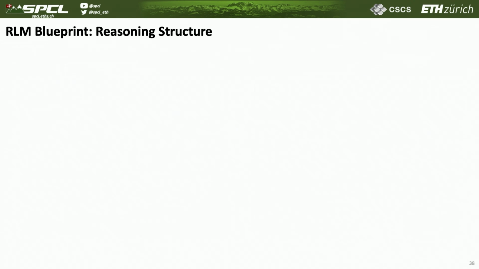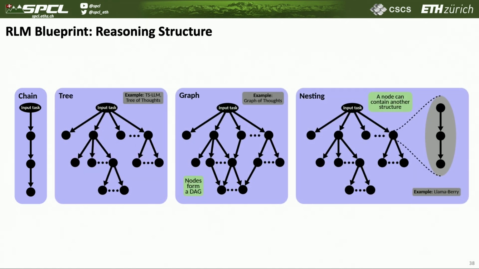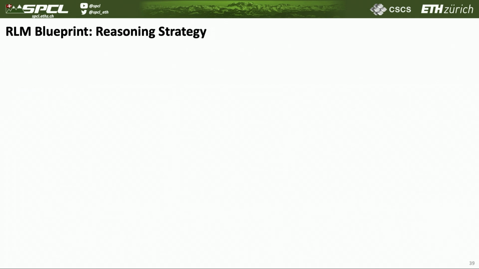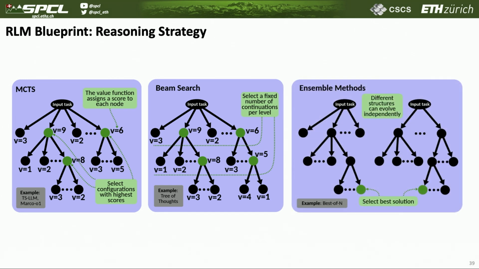Then there are many more of these other design choices that we studied and also implemented, like the structure itself, so can be just a chain, or maybe a tree, or maybe a graph, or maybe even a nested graph or nested tree. There are also schemes doing that, and we also support that in the blueprint. And lots of other choices, like how do we grow these structures? So there are different so-called strategies, like MCTS that I spoke about is one of them, but we also have others like beam search, or even others like ensemble methods.